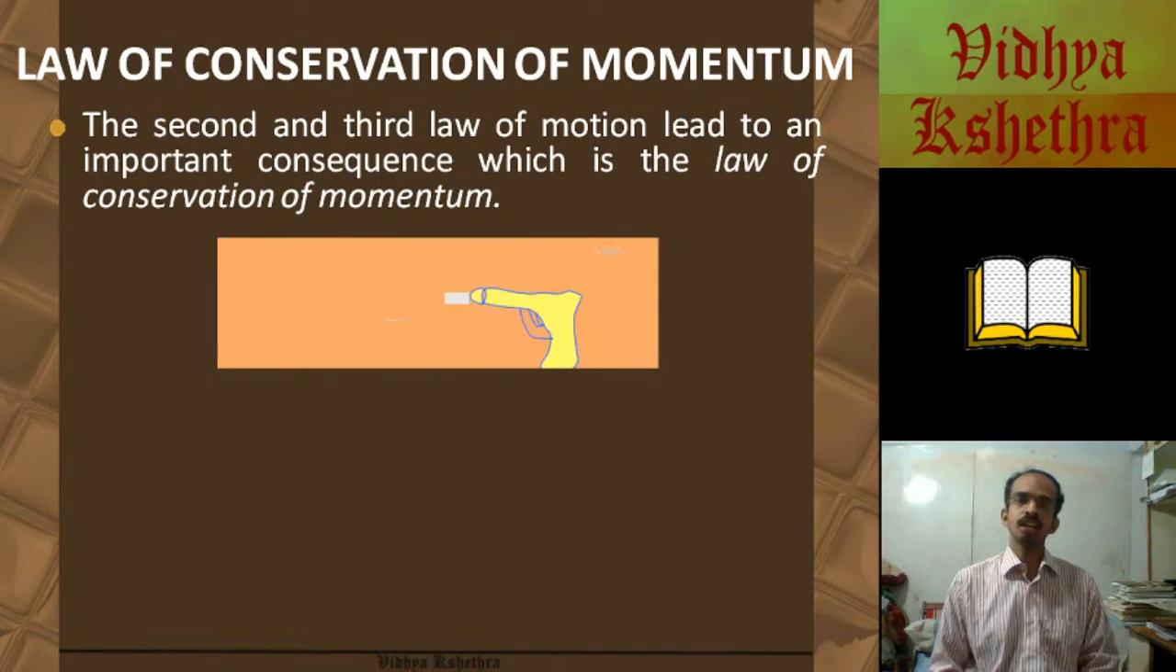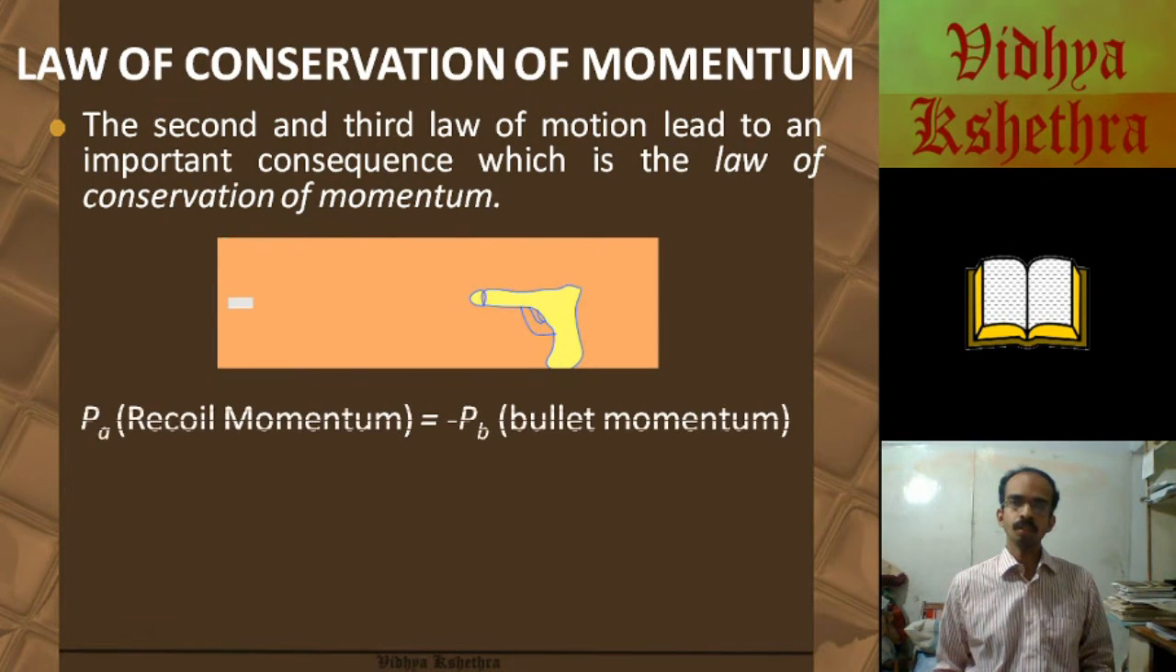Now we can consider a gun firing a bullet. In this case, the gun exerts a force on the bullet which propels the bullet forward. Similarly, the bullet also exerts a force on the gun which makes the gun recoil. The force is applied at the same instant, and we can state that the recoil momentum is equal to minus PV, which is the bullet momentum.